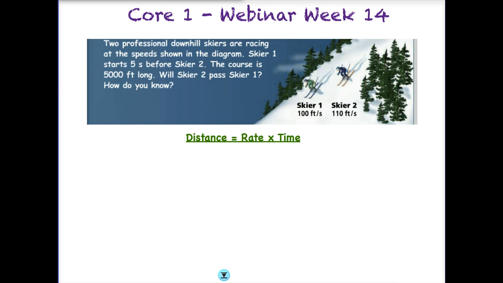So here's the scenario. We have two skiers and they are racing downhill at these speeds. Skier 1 is 100 feet every second and skier 2 is 110 feet every second. The situation though is that skier 1 starts 5 seconds before skier 2. Another way of saying that is skier 2 starts 5 seconds after skier 1. The course is 5,000 feet long. That's our distance. Will skier 2 pass skier 1?